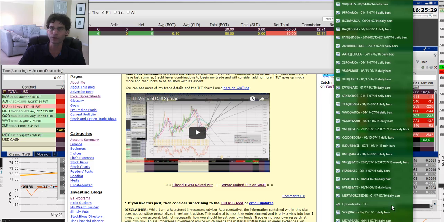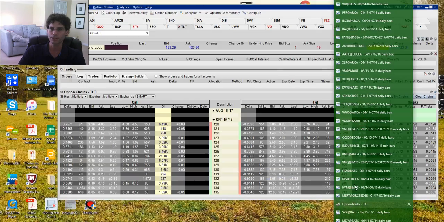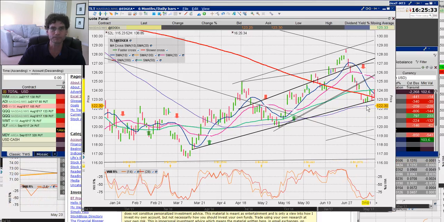Let's see if I can pull the chart back up here. I thought I had it organized. There it is. So I sold it around here on the 20th, June 20th. A few days later, it was up close to my lower end of the strike, the short strike up here, and so there it is.